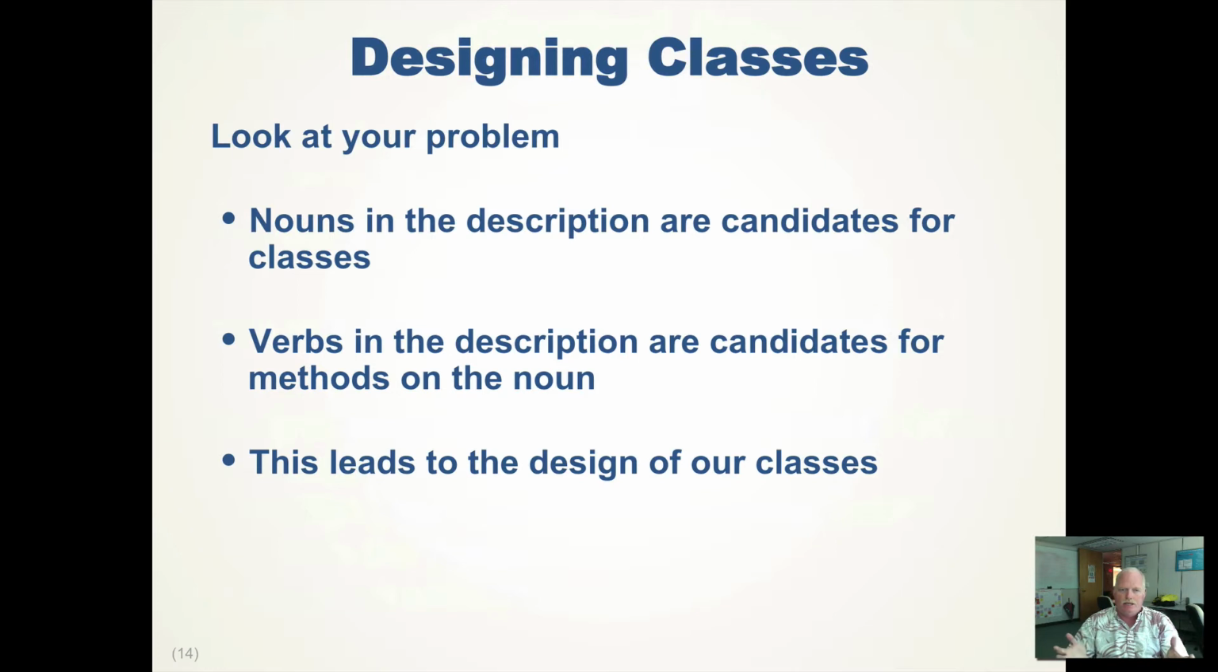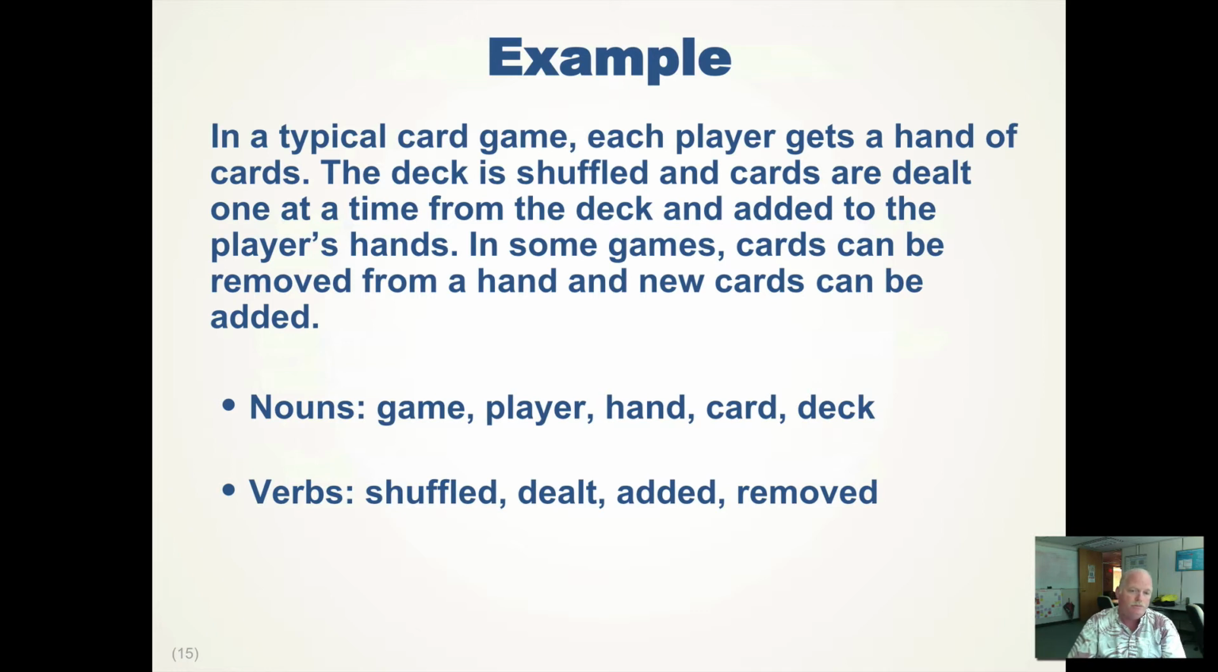So how do we design classes? Well, the first thing is to take a look at the problem you're trying to solve, and you can look at the nouns in the problem, and those are good candidates for the classes that you're going to be using. And the verbs in the description of the problem are also good candidates for the methods on the noun. So if you say you can shuffle a deck, then maybe the deck is your class, and you should have a shuffle method. And this can lead to an outline of our design that we can then fill in and see if it works.